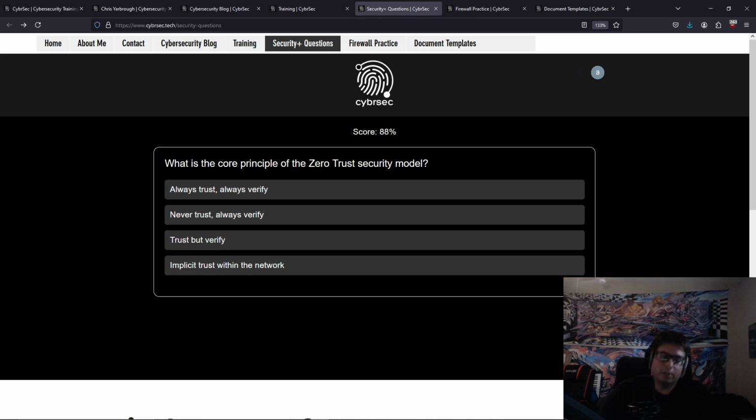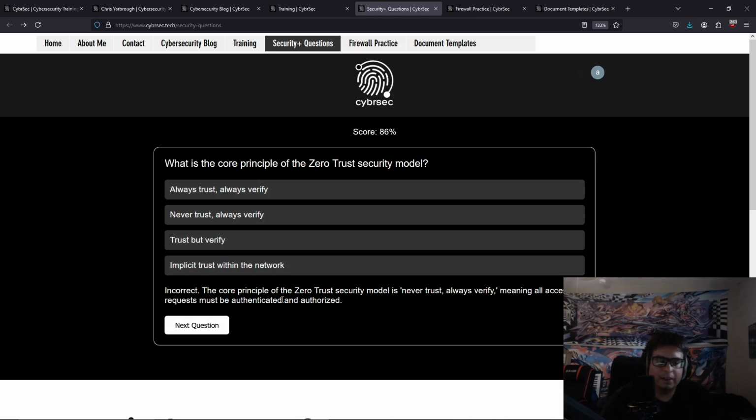What is the core principle of zero trust security model? Trust but verify. Never, always. Incorrect. Never trust, always verify. No, this one. I do not trust you. Zero trust. Never trust, always verify.